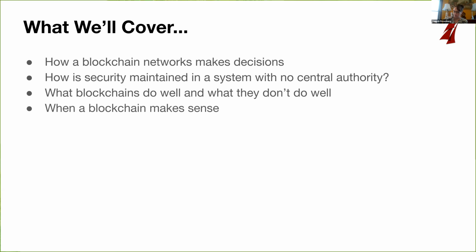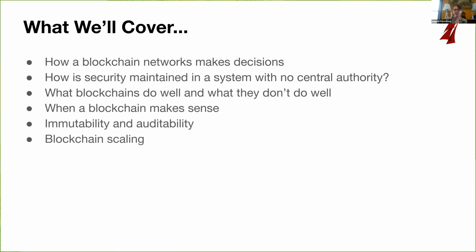All right, when a blockchain makes sense is along those lines: immutability, auditability, some of the features of blockchain tech. Blockchain scaling. One of the biggest problems with blockchain technology is scaling, because it is horribly inefficient. And that leads us into a conversation about the Lightning Network. And then I have some educational resources at the end for anyone who's looking to learn more. So let's go ahead and dive into it.